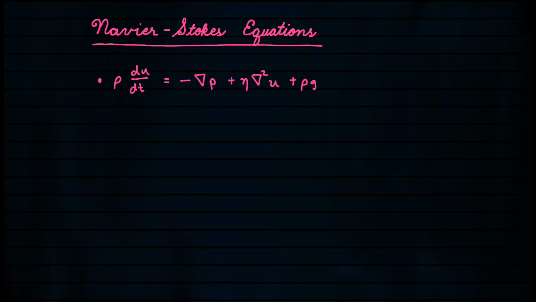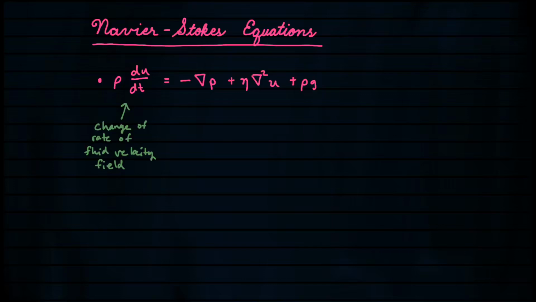So now we're ready to look at the Navier-Stokes equations. The way that this is set up is we have the density times the rate of change of velocity, and that's going to be equal to the negative gradient of pressure, and then we have the addition of the viscosity of the fluid and some external force.